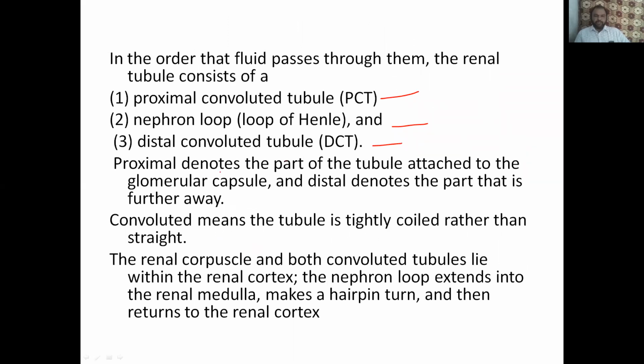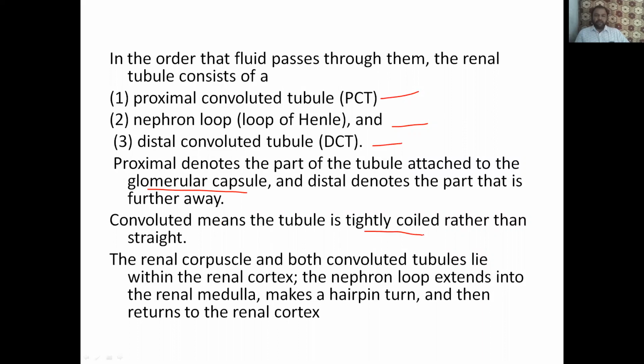Proximal denotes the part of the tubule attached to the glomerular capsule. PCT मतलब किसके कॉन्टेक्स्ट में ये कहा गया है, क्योंकि वो नजदीक में है ग्लोमेरुलर कैप्सूल के. DCT क्यों है, क्योंकि वो बहुत अवे है ग्लोमेरुलस से. And distal denotes the part that is further away from the glomerulus. Convoluted क्यों कहा गया है? Convoluted means the tube is tightly coiled rather than straight. That's why it's called convoluted.